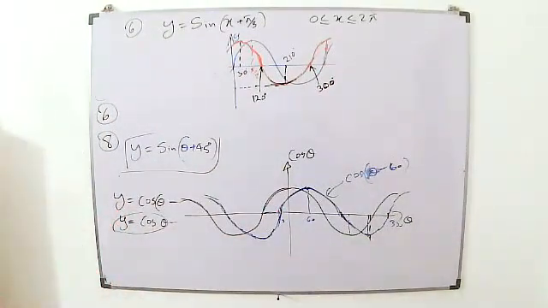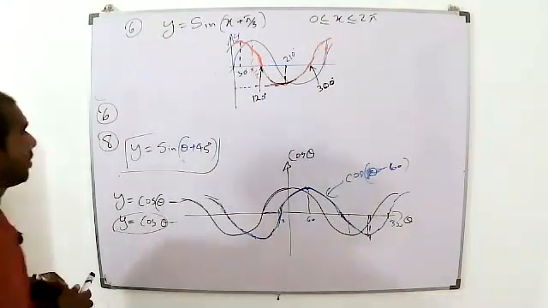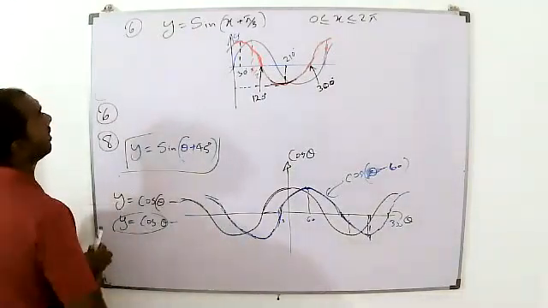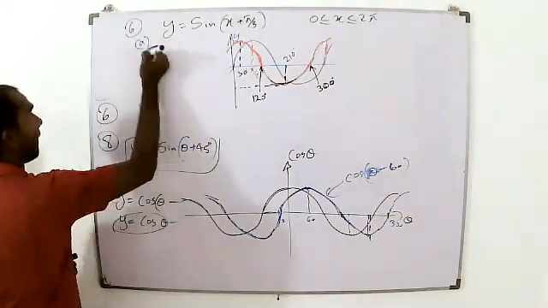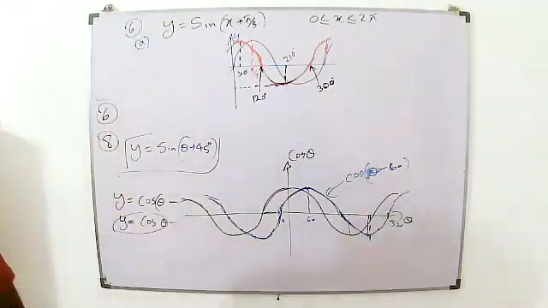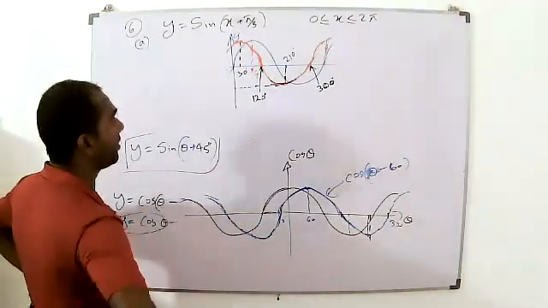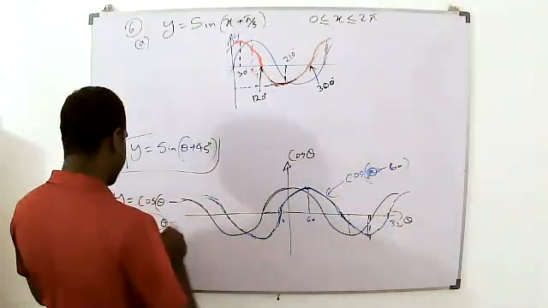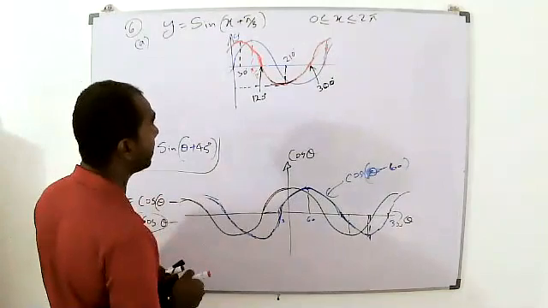Question number 6, part A. Okay, then what are they asking? Write down the exact coordinates of the point where the graph meets the coordinate axis. Exact coordinates of the points. Now you can see in which situations this graph is meeting the axis, y and x axis.